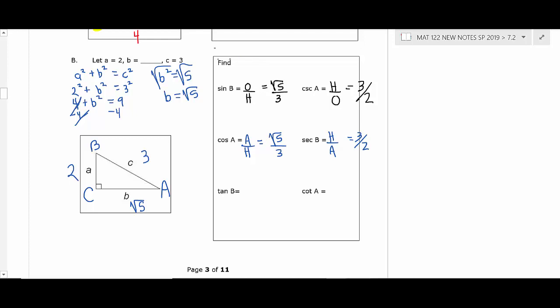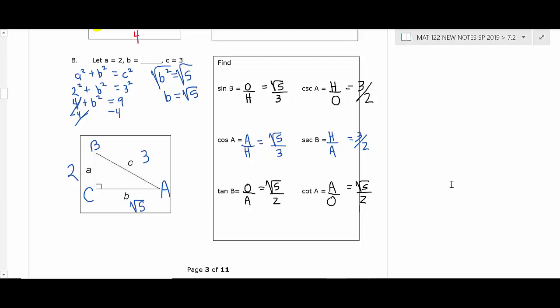Okay. And let's see, finally, the last set here, tangent is opposite over adjacent. So if you look at angle B, right here, opposite is root 5, adjacent is 2. So you would have root 5 over 2. Okay. And then the cotangent would go like this. It would be adjacent over opposite. So again, you're looking at angle A, so adjacent is square root of 5, side opposite is 2. Okay, like that. Now I'm going to do a couple other things with this problem that I want you to write down.